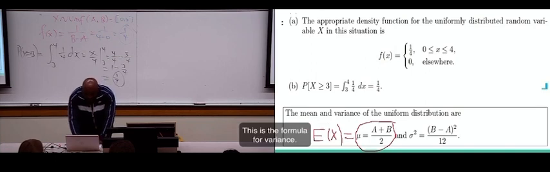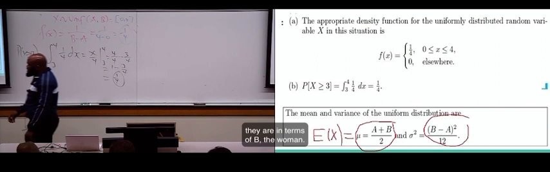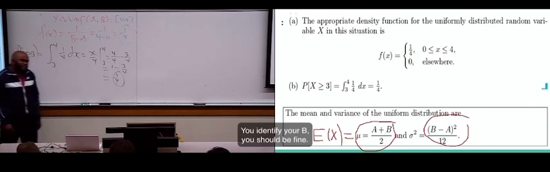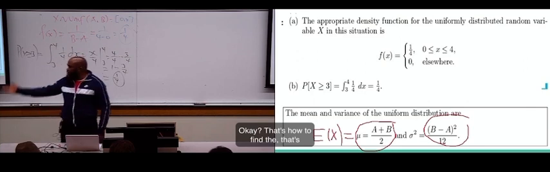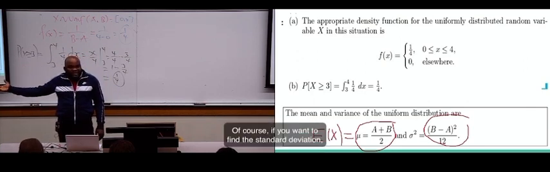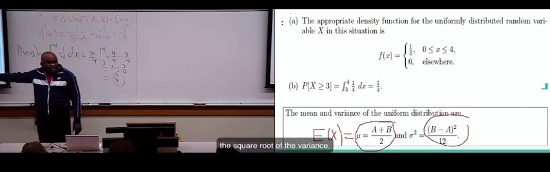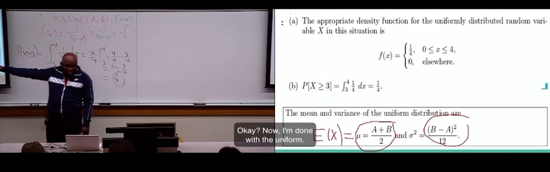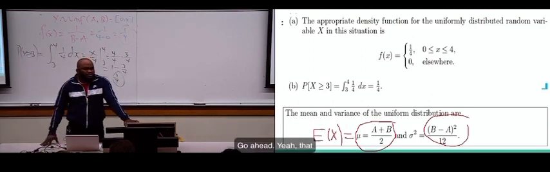This is the formula for variance. When you take a look at the mean and the variance, they are in terms of A and B. The moment you identify your A and B, you should be fine. That's how to find the mean, and that's how to find the variance. And of course, if you want to find the standard deviation, all we need to do is find the square root of the variance. Now I'm done with the uniform. Any question? I'm done with the uniform. Go ahead.